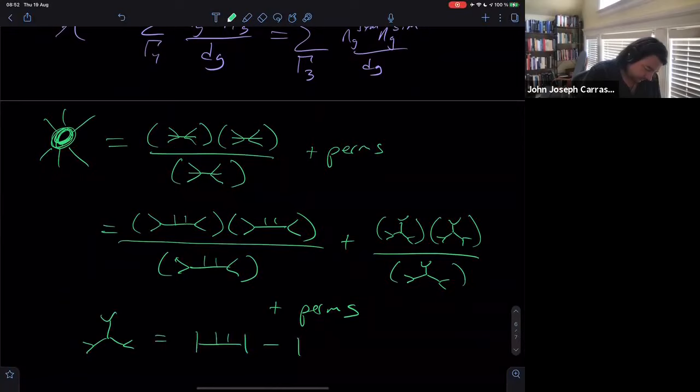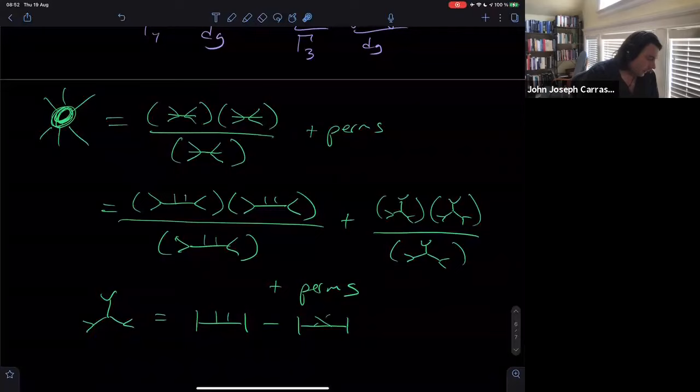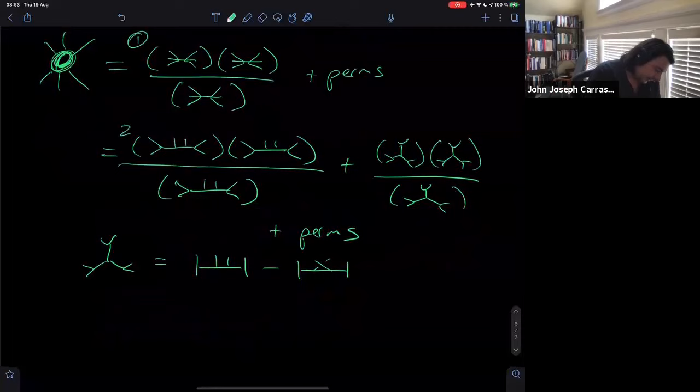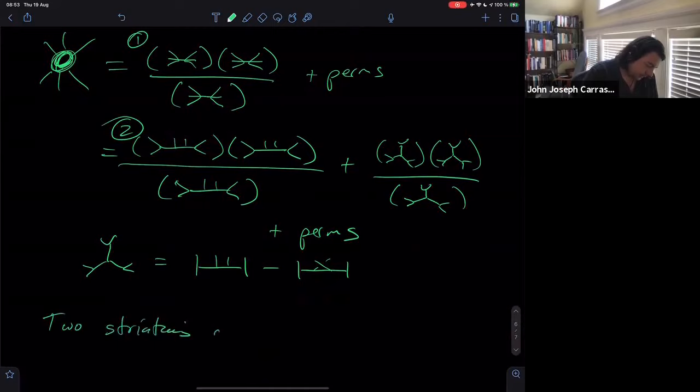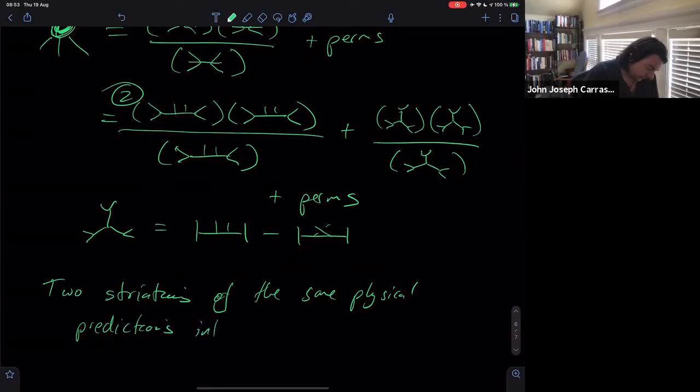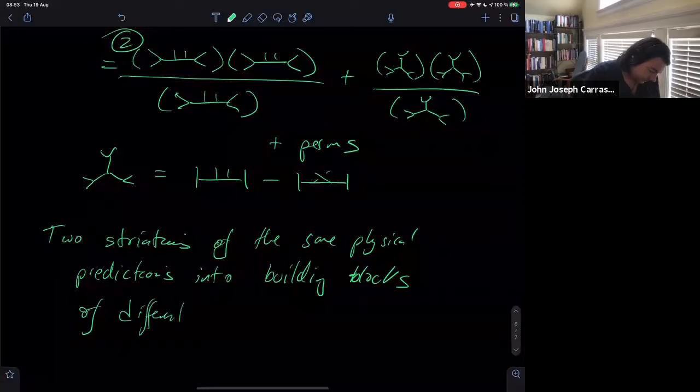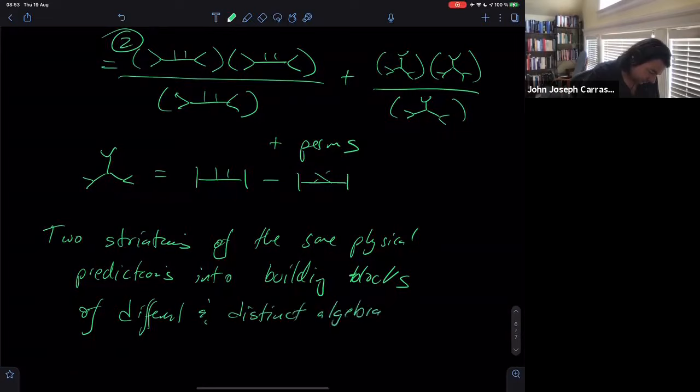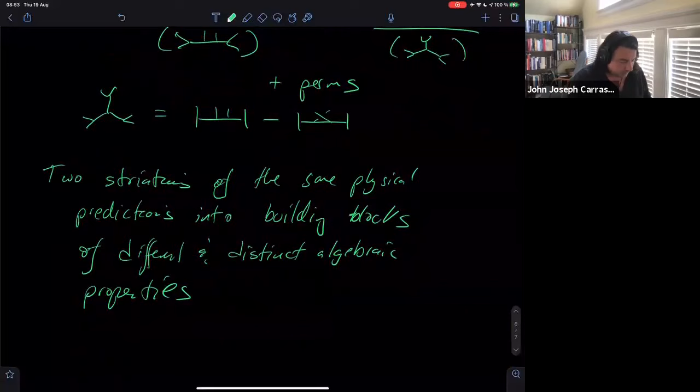Right, so if I know what this guy is, then I can always get this guy. Anyway, these are two very different striations of the same physical predictions, and two building blocks of different algebraic properties. But ultimately, when you combine them together, they contain the same information.